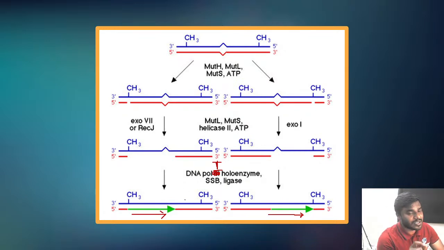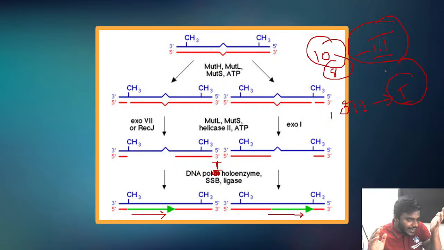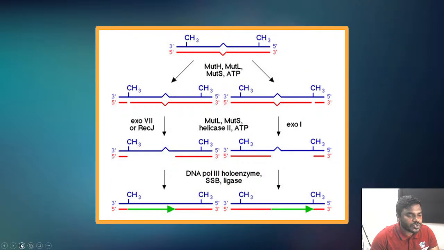But every student, listen carefully. Suppose the number of bases that are mismatched is large, for example 10 bases or 8 bases got mismatched, then obviously Pol 3 will come. If 1 or 2 bases got mismatched, Pol 1 will come. But 99.99% of the time, Pol 1 is the only enzyme that will replace these nucleotides. That is the mismatch repair mechanism.